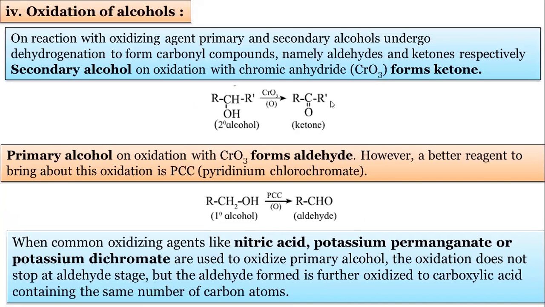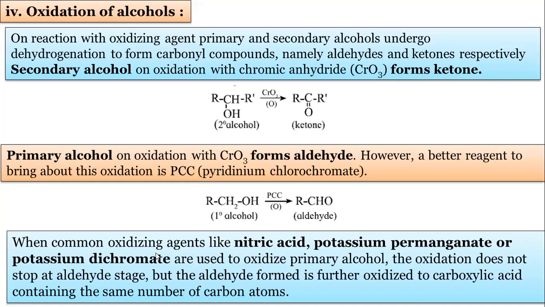Oxidation of alcohols, I will give you one hint. Alcohols on oxidation give aldehydes and ketones, and aldehydes and ketones on oxidation give carboxylic acid. Remember this chart. Secondary alcohols give ketones, and primary alcohols on oxidation give aldehydes. There are many oxidizing agents like nitric acid, potassium permanganate. See below, it is given: nitric acid, HNO3, potassium permanganate, and potassium dichromate.